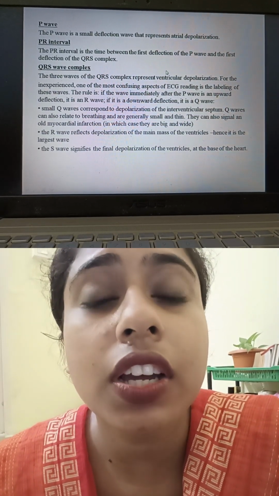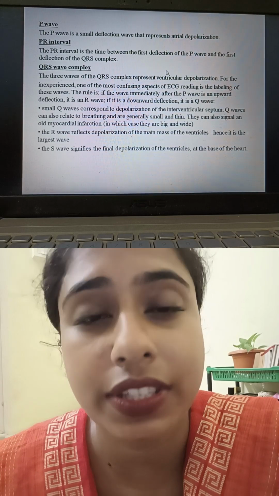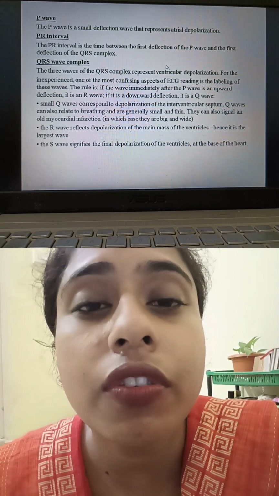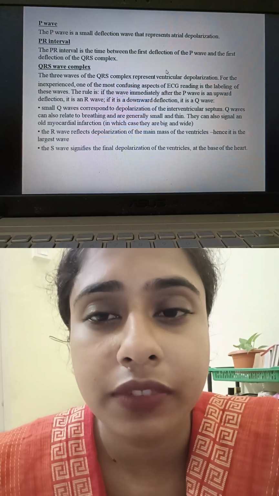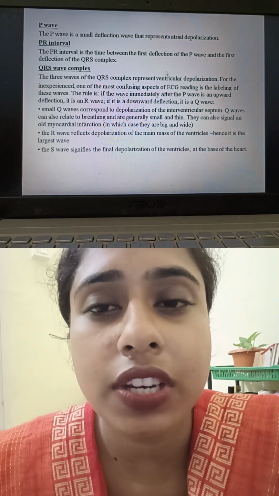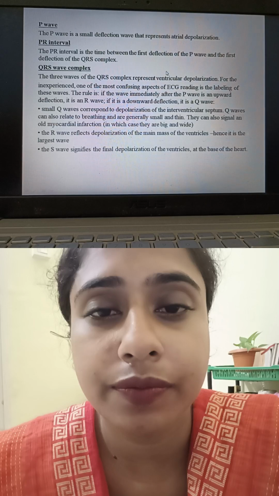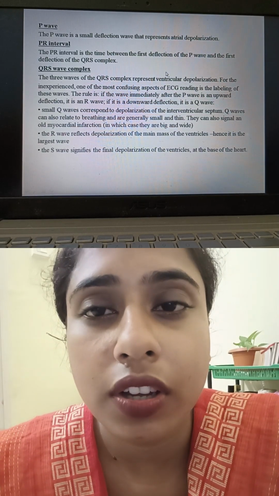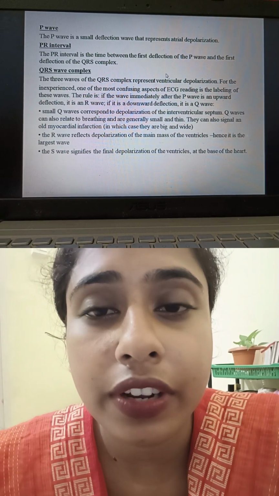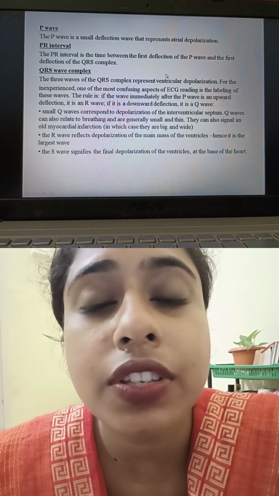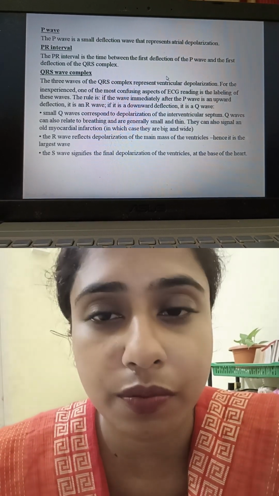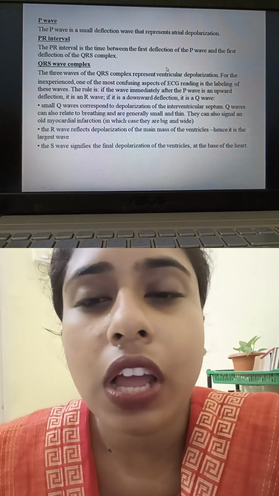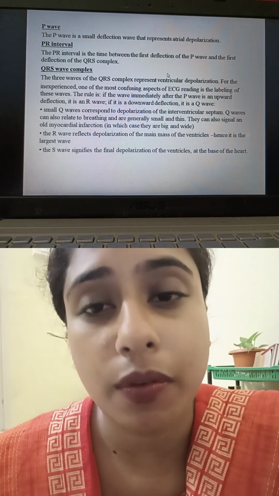Next one is the PR interval. You can see the PR interval is the time between the first deflection of the P wave and the first deflection of the QRS complex. Now let's talk about the QRS complex. In the QRS complex there are three waves: Q, R, and S.